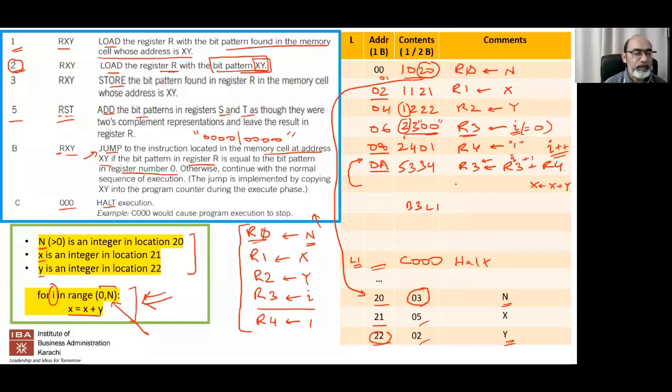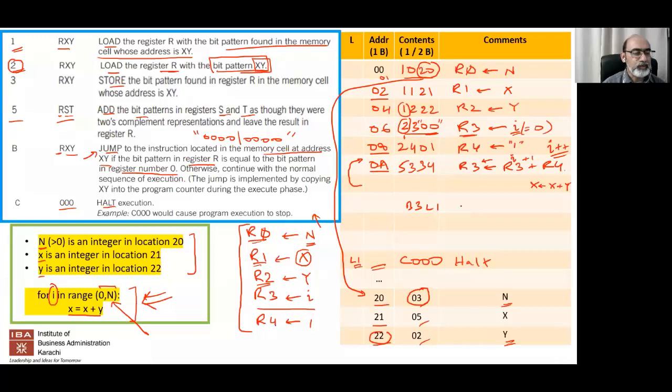Sir, Musab. Can somebody else also try? I don't want just a few people answering all the questions. Can we have some new people trying to answer? How would we do x is equal to x plus y? Now remember, X has been uploaded to register R1 and y is in register R2. So what we're trying to do is update x with the value of x plus y.